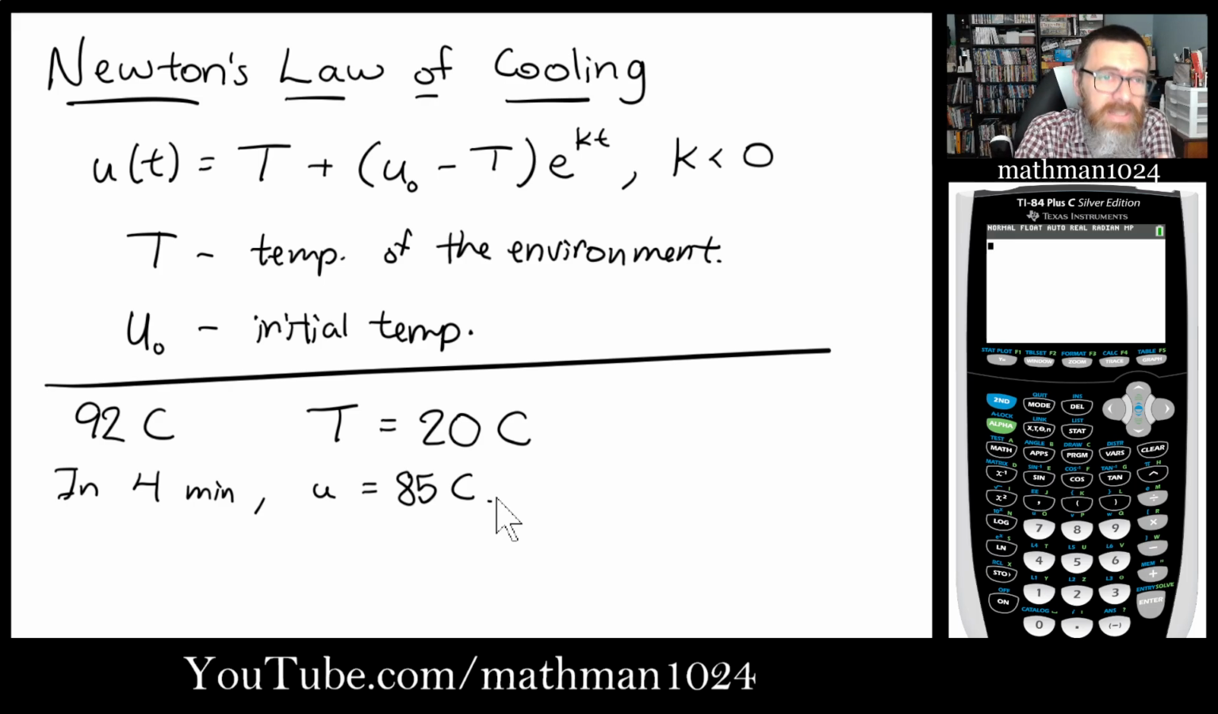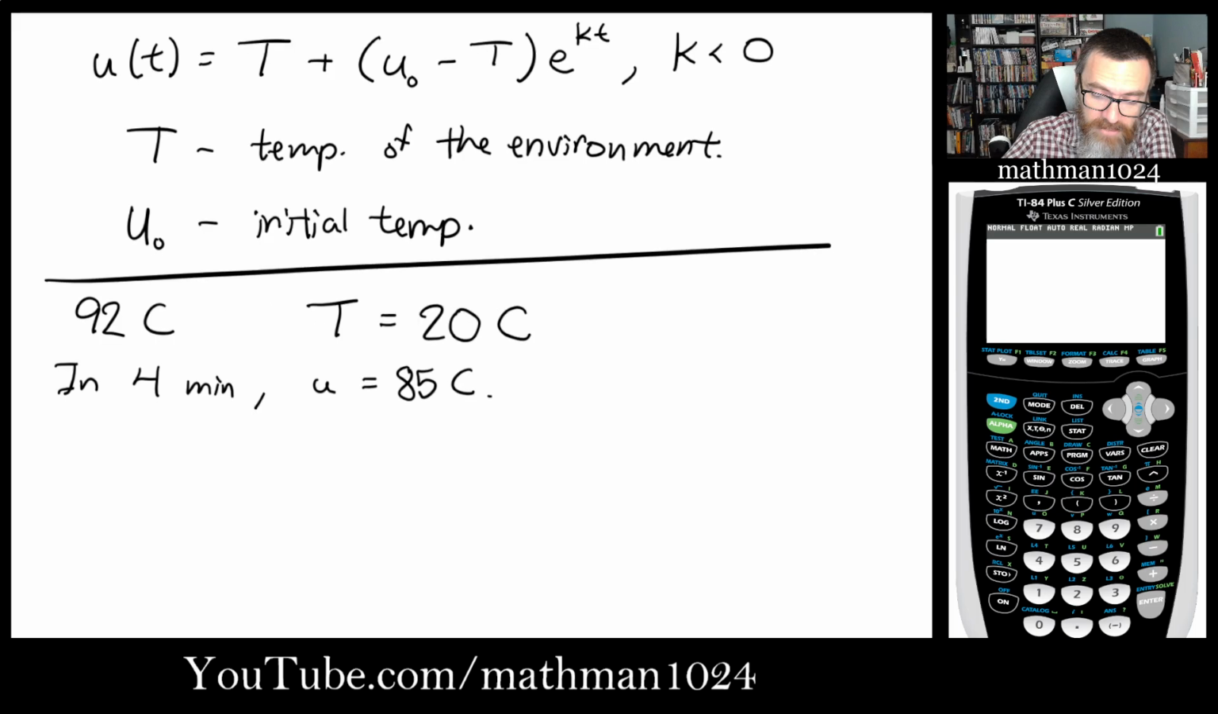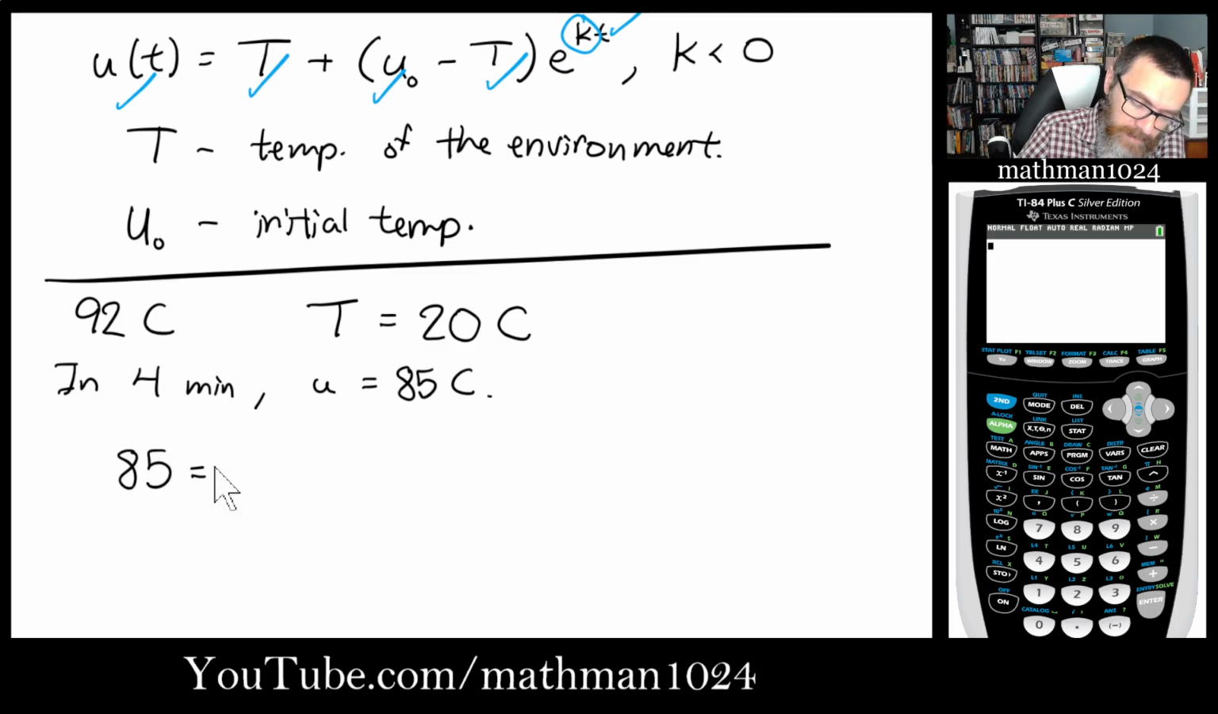Well, we have enough information to be able to piece it together and find the rate, just like we've done in the previous problems. So we know that in the formula up above, in 4 minutes of time, it is going to be 85 degrees Celsius. We know the room temperature, and we know the initial temperature. So the only thing we don't know is K. So you plug in what you know, and you figure out the thing you don't know. So this final temperature is going to be 85 degrees. The room temperature is 20 plus.